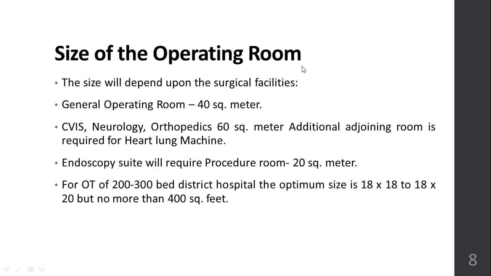For a 200 to 300-bedded district hospital, the optimum size of an OT should be around 18 feet by 18 feet, or 18 by 18 to 18 by 20. Not more than 400 square feet is required.